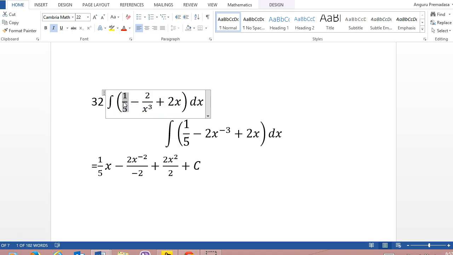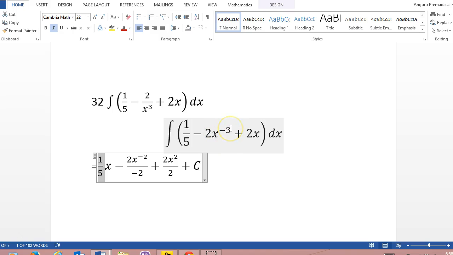So what's the antiderivative of 1/5? It'll be 1/5 x. Well, you might want to write 1 over x to the 3 as x to the negative 3. So it's negative 2 times x to the negative 3 plus 2x. And now you can find the antiderivative or the indefinite integral. So it's 1/5 x minus 2 times what's the antiderivative of x to the minus 3.